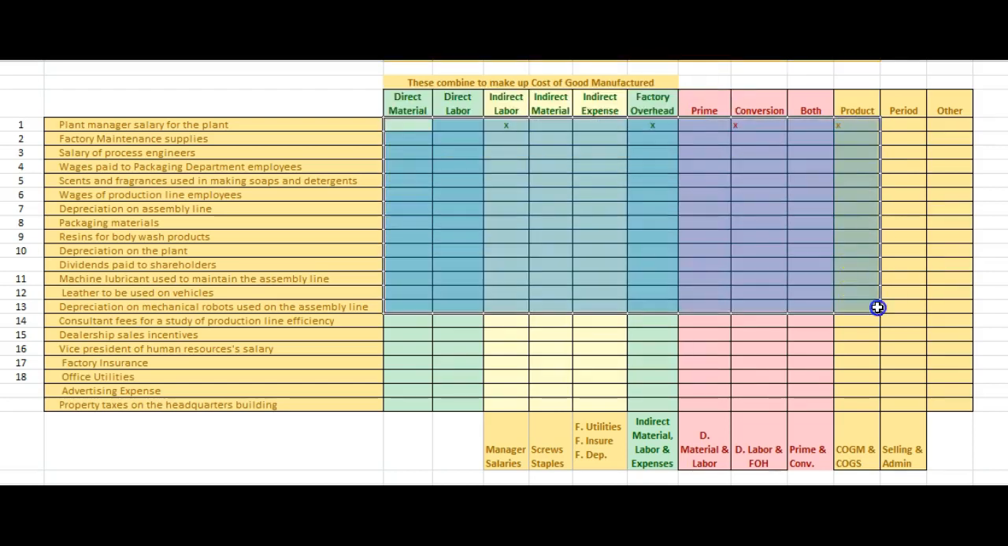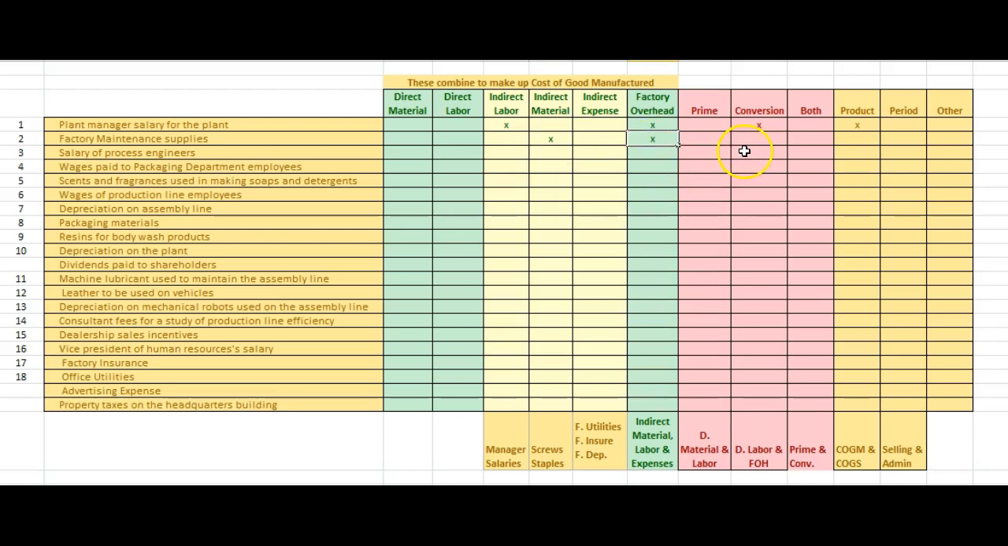So I'm going to make sure all these get centered for you because that's real important. There. So you're going to go down and do each one of these. Maintenance supplies. What do you think that might be? Well, it's dealing with the factory, so we know it's going to be in here. It doesn't really deal with a product, so it's probably an indirect, right? Which means it goes into factory overhead.